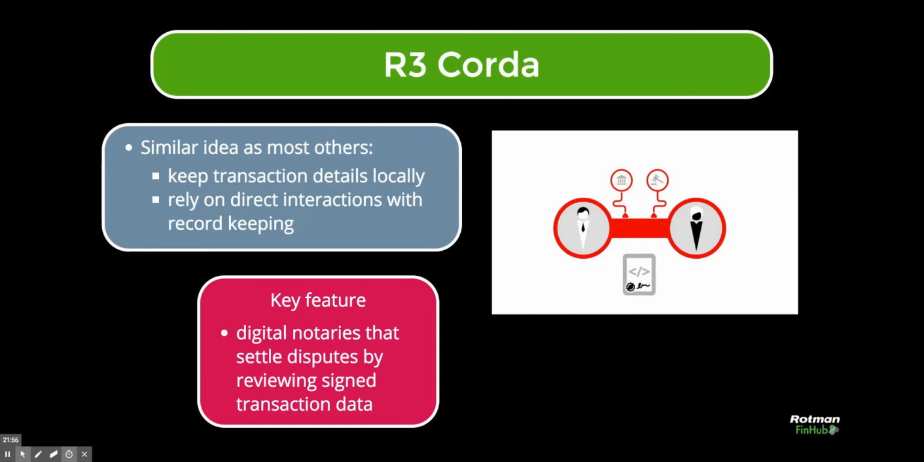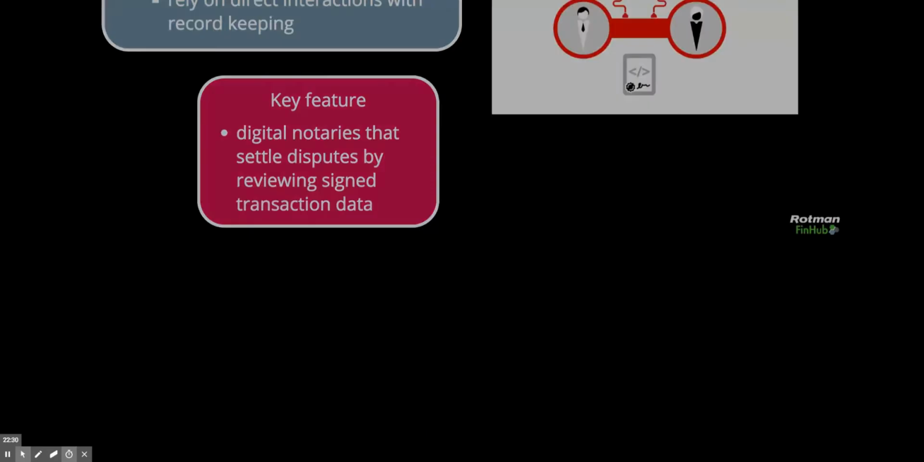The idea is similar to the others. You keep transaction details only locally. You rely on direct interactions between parties with distinct record keeping. And as you can see, you have these two people that want to interact. There may be situations when you need to involve a regulator. There may be situations when you need to involve a court. But generally speaking, you want the information between these two parties to be private. If there is ever a dispute between these two parties, then there are so-called digital notaries that would settle the dispute.